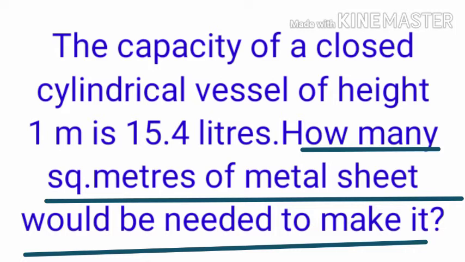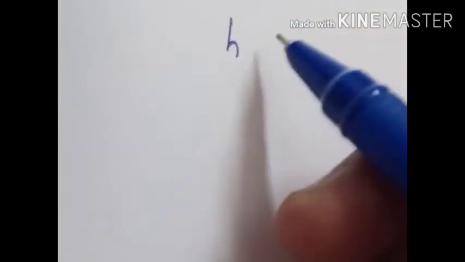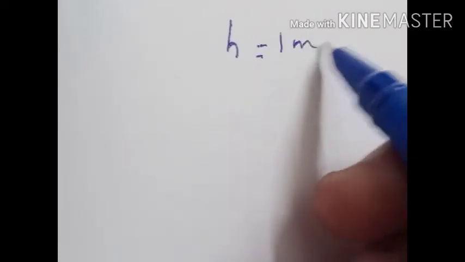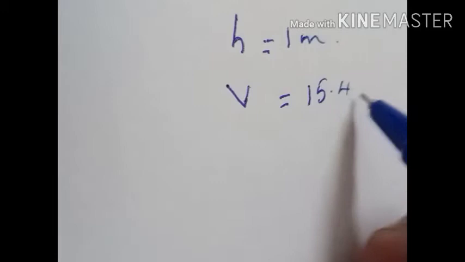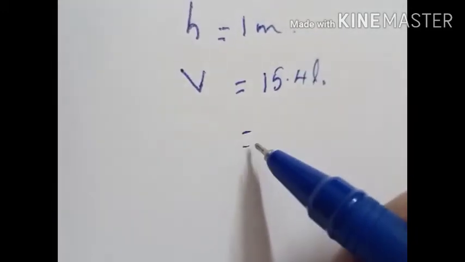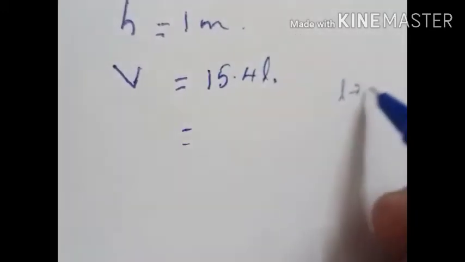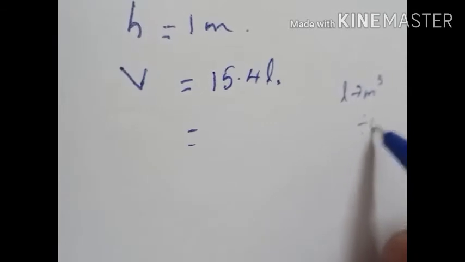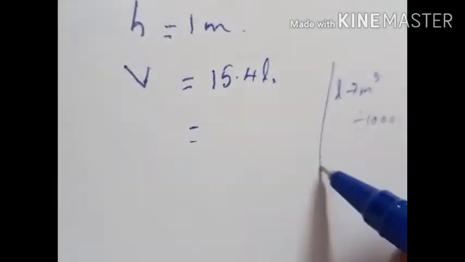That means we have to find the total surface area of the cylinder. So in the question it is given that the height of the cylinder h is equal to 1 meter and volume is given as 15.4 liters. So we should convert this into meter cube. So liter to meter cube, what we should do? To convert liter to meter cube, we should divide it by 1000.